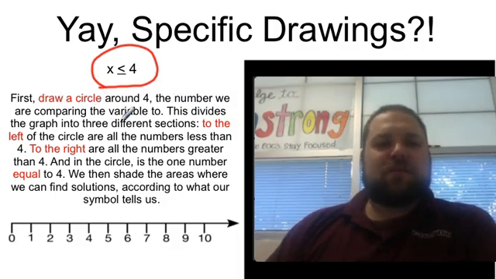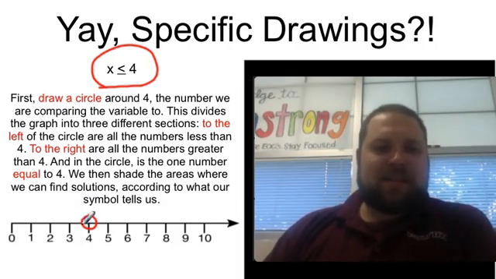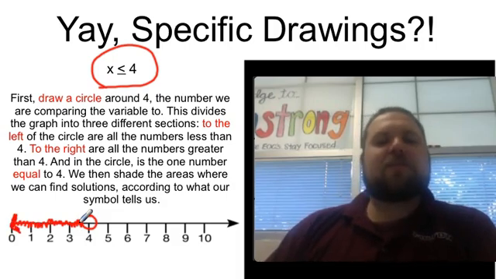So here's what I'm going to do. First, I'm going to draw a circle around the number 4, which is what I'm comparing my variable to. And when I draw that circle, I've automatically divided my graph into 3 portions. This portion of the graph that I'm waving at right here with my cursor is greater than 4. This portion over here is less than 4, and the part inside the circle is equal to 4. So now if I look at my inequality, I say x is less than or equal to 4. So the part of the graph I'm interested in is the part that is less than 4, and so I shade that in. I'm literally just going to color all that in, and I'm going to put an arrow at the end of it to show that it keeps on going forever.